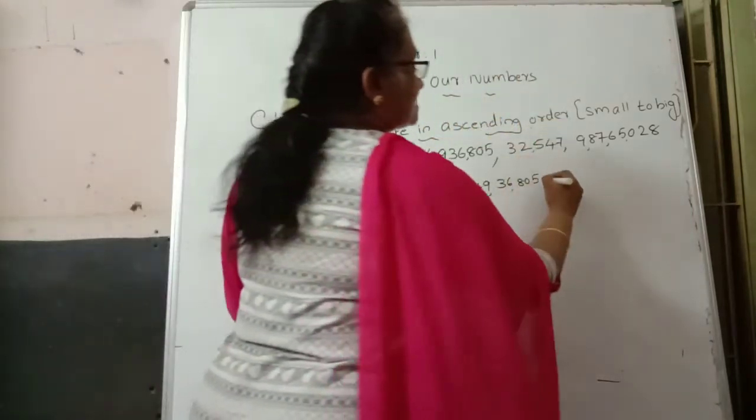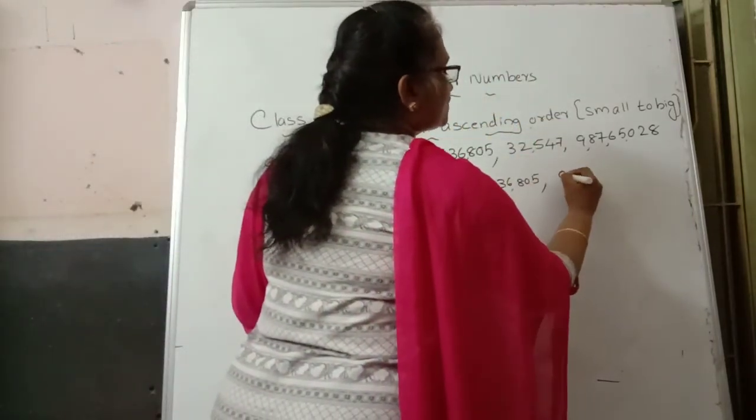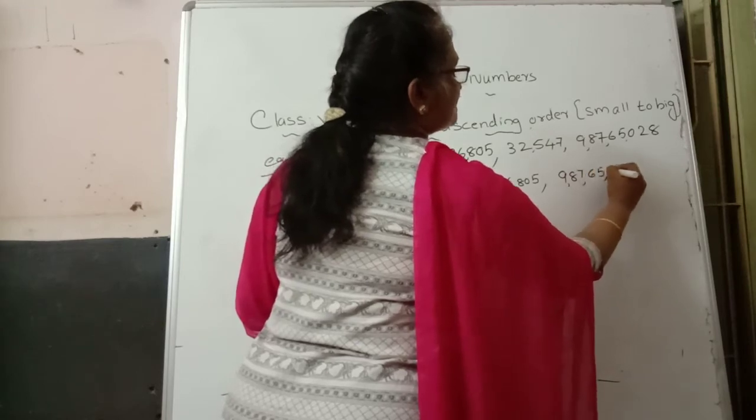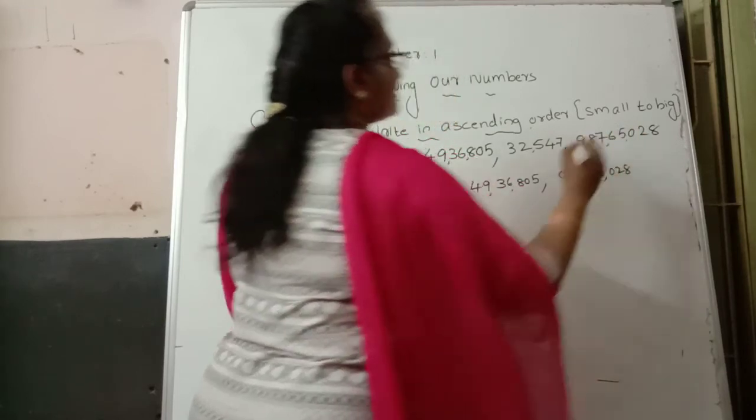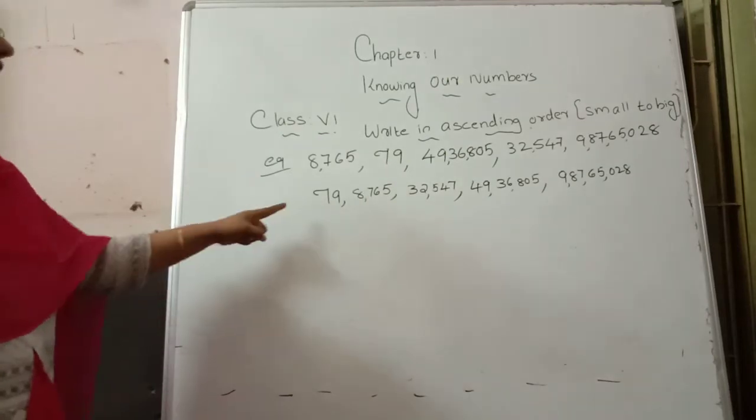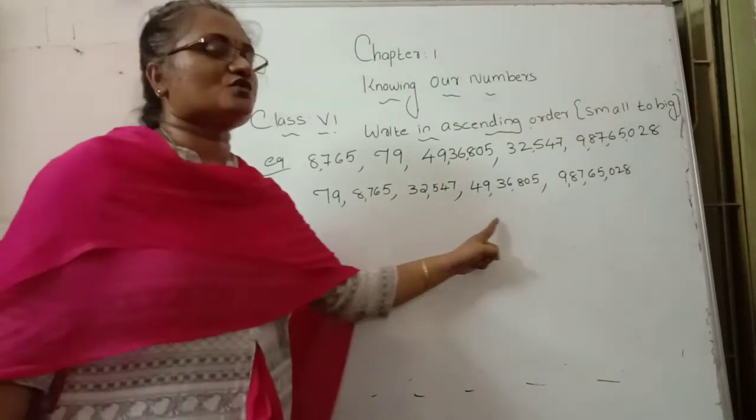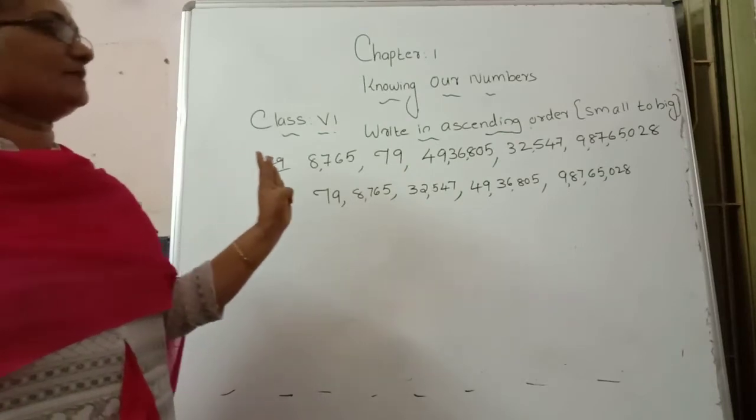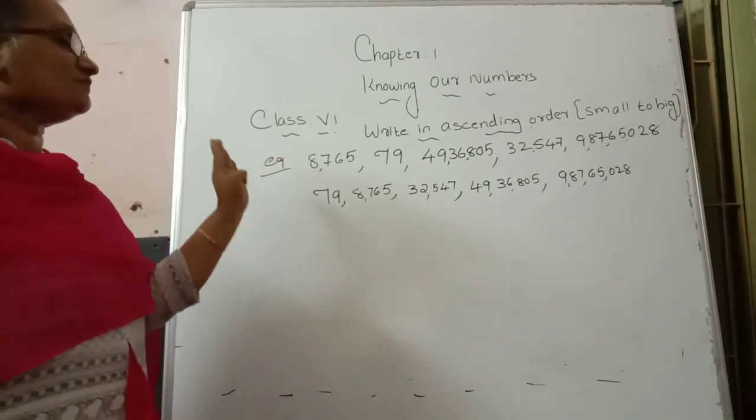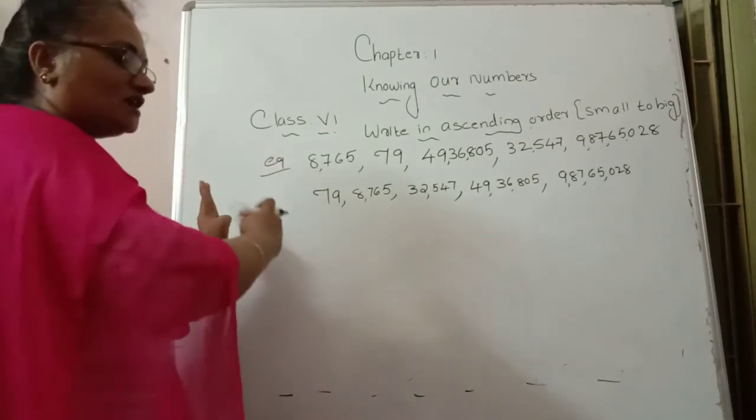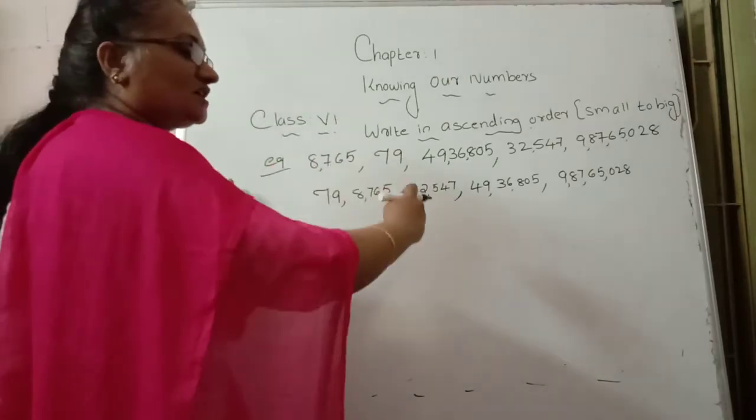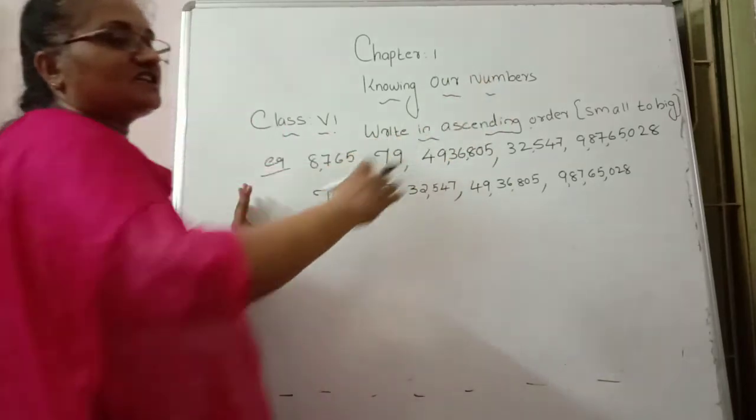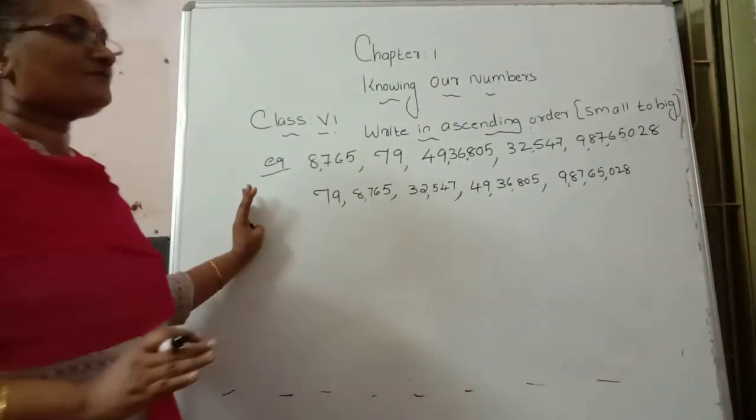Then afterwards, last, which is our biggest number? 9 crore 87 lakh 65,028 is our biggest number. So I hope you can understand how to write down the ascending order. Ascending order means a given number pattern. Once you check which is the smaller number, so smaller number, next bigger number, next bigger number, like this way. For last, which is the biggest number in the pattern, that one last we are writing.